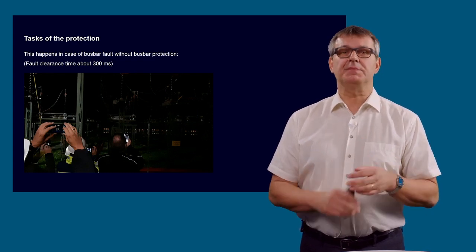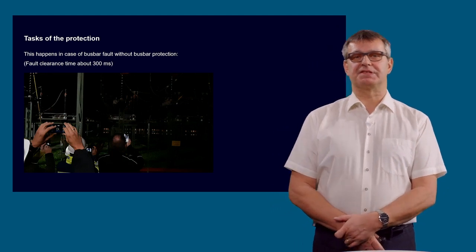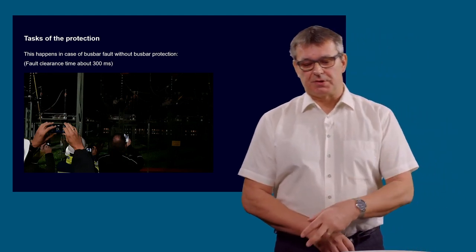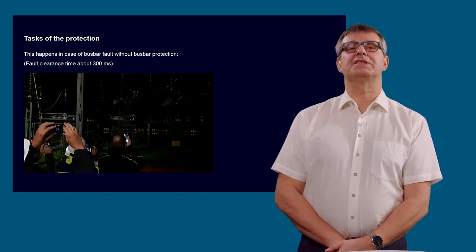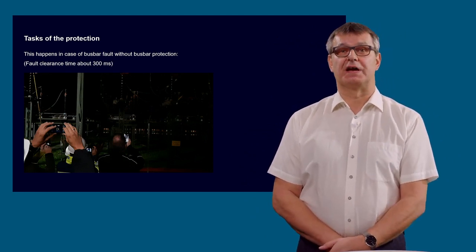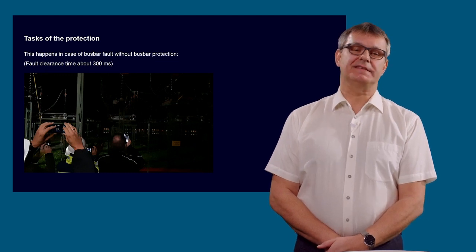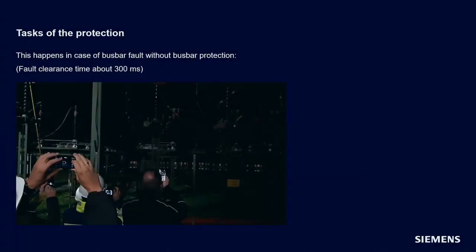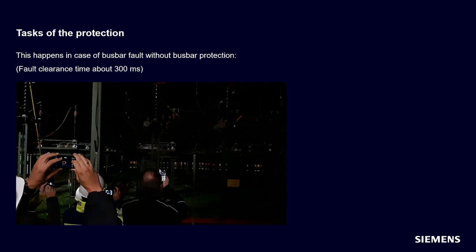In former times they had protected the busbar with a 7SS52, and I personally could block the 7SS52 so that we have a fault clearance time of about 300 milliseconds only. Let's see what happens if we have a high destructive busbar fault without dedicated busbar protection.